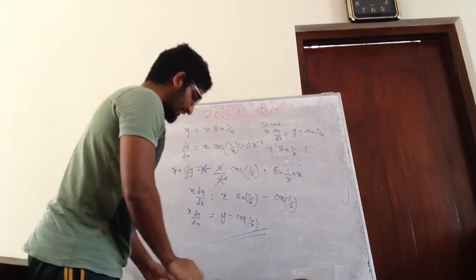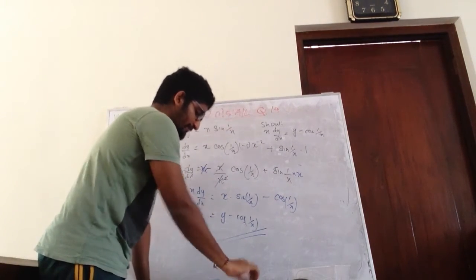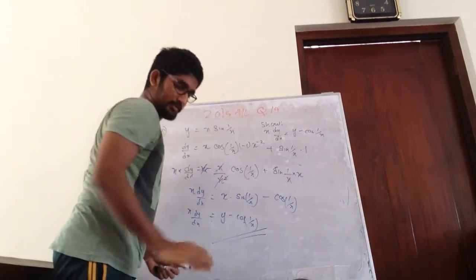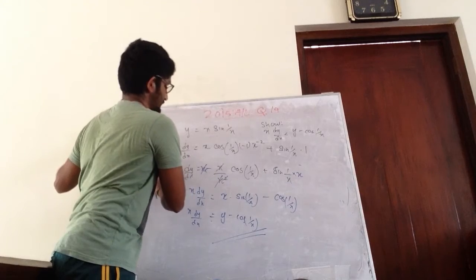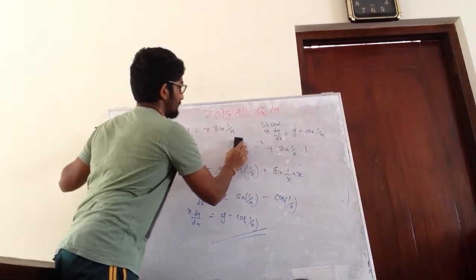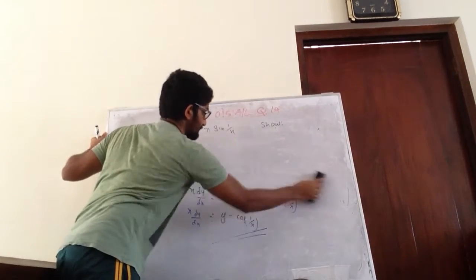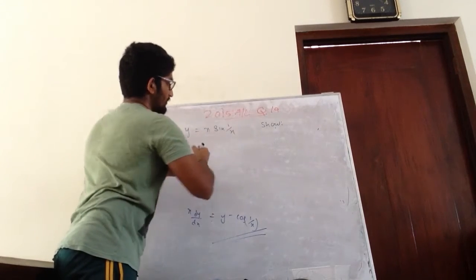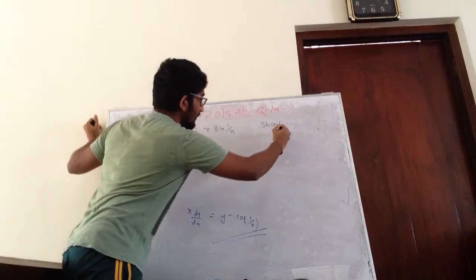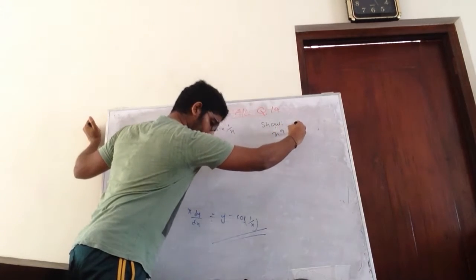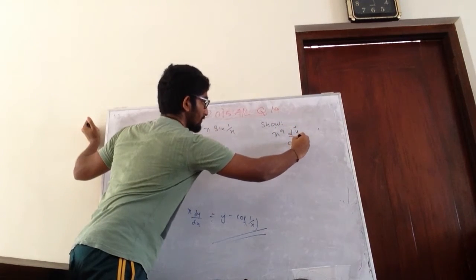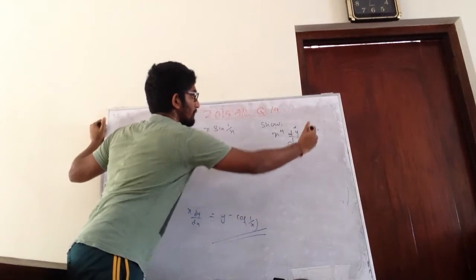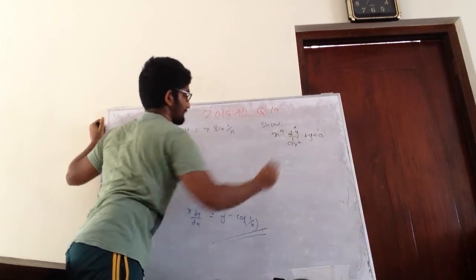Right. So what's the second thing they're asking? So this is the first thing. Then they're asking us to show that x to the power 4 d squared y over dx squared plus y is equal to 0.